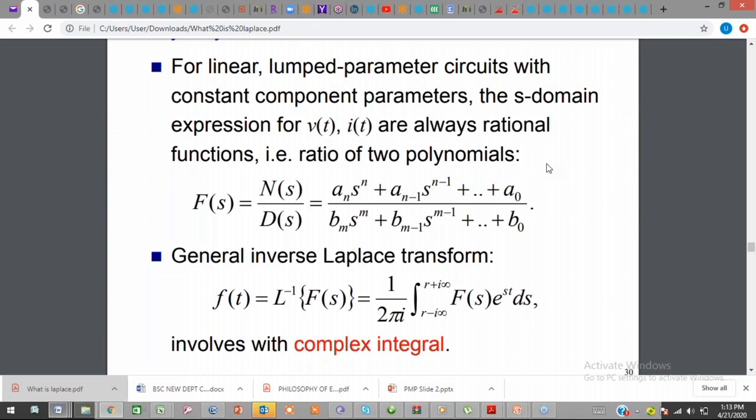Now I'm talking from page 31. If you check your screen very well, if the function F of s is improper, that is, if n is less than or equal to m in the rational function, decompose F of s as a summation of a polynomial function and a proper rational function, which are inverse transformed individually. So this is how to calculate.